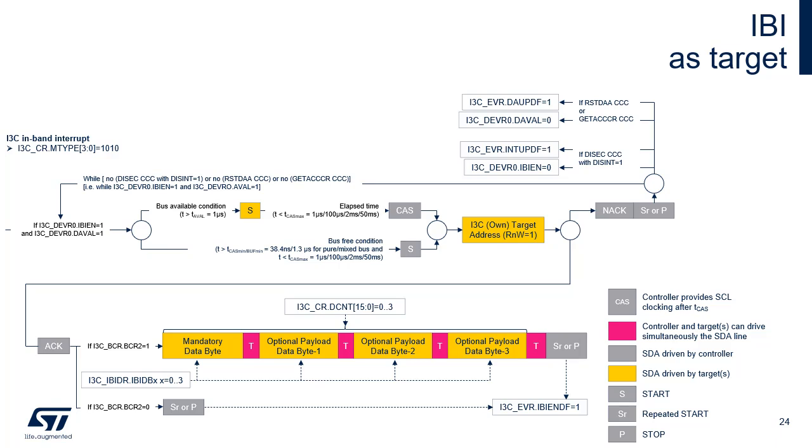This arbitration loss case corresponds to the arrow right to left from NAC condition back to the beginning of the sequence. The slave that lost the arbitration may issue another IBI request, but shall not do so until after the bus available condition. The slave which has won the arbitration transfers mandatory and optional payload bytes, as represented in the bottom part of the figure. These bytes identify the cause of the interrupt request.